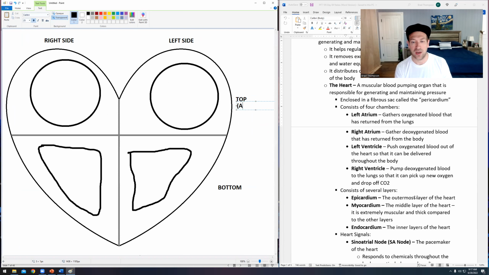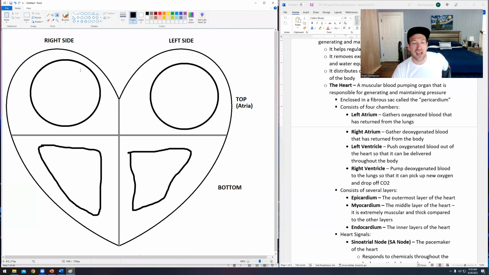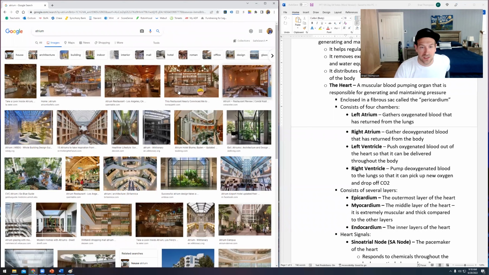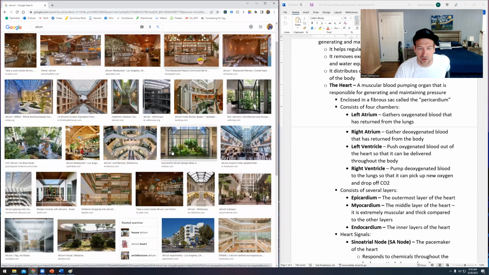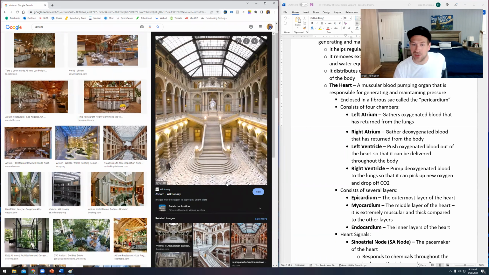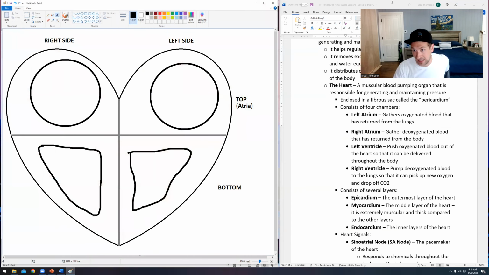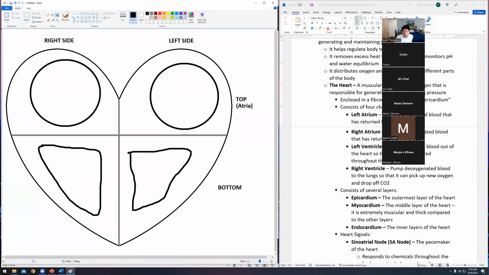Or actually that's atria, right? Because that's the actual plural. So you've got the right atrium over here, and you've got the left atrium over here. If you look up what an atrium is, you'll see a bunch of lobbies, like the lobby of a building, this big empty chamber where everybody gathers up before they decide to go wherever they're going. That's what an atrium is in architecture. It's a giant empty gathering site. That's actually what your atriums are here as well.